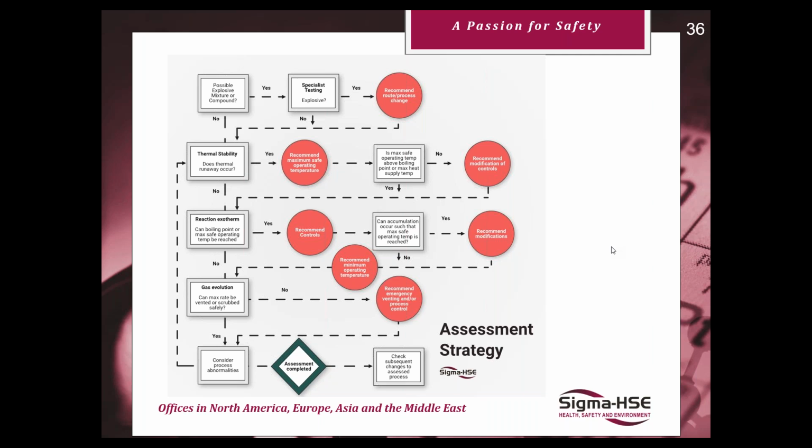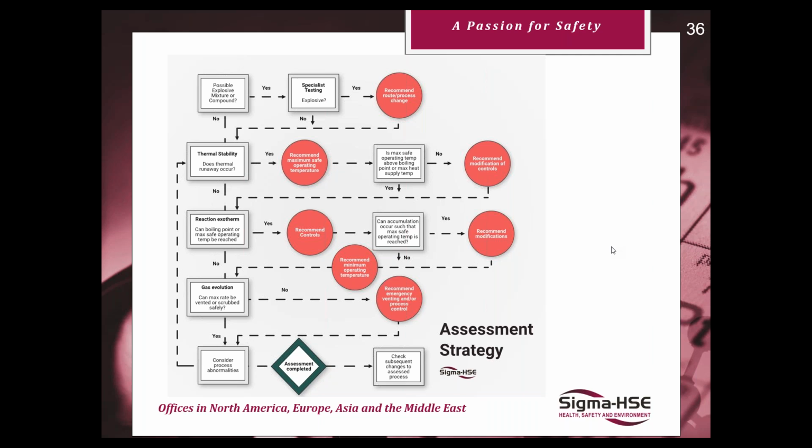If it isn't, we can go to the next stage gate, start looking at thermal stability. So our screening test that we talked about, DSC, carriage tube, run these tests and see if any decomposition events of interest may occur. If they don't, then fantastic, you can just move on to the next stage. If they do, what potential mitigations can you put in place? So is the maximum safe operating temperature above the boiling point or max heat supply temp? In that case, you haven't got an inherent risk of a runaway reaction occurring.